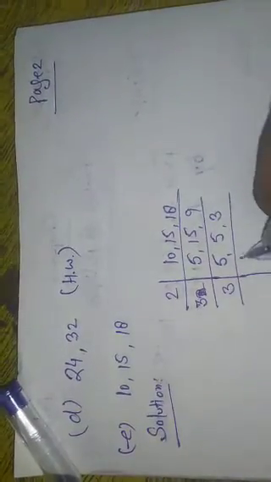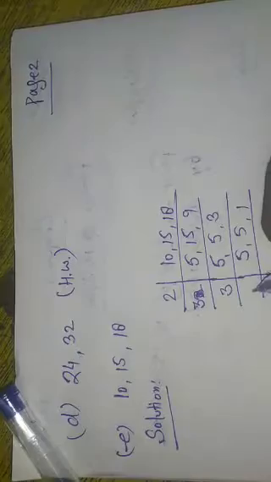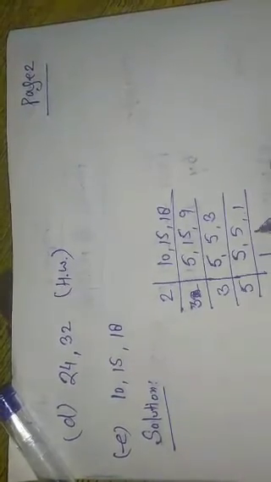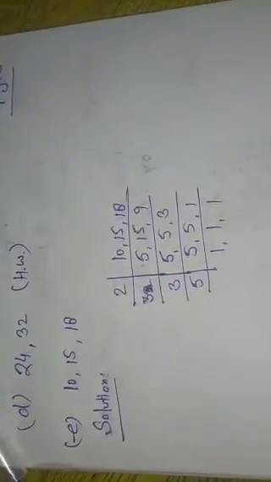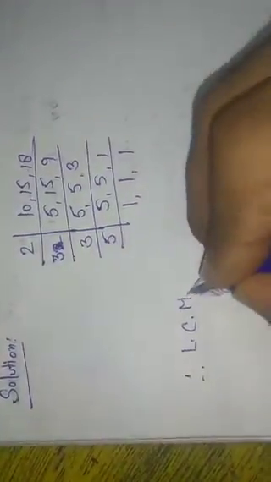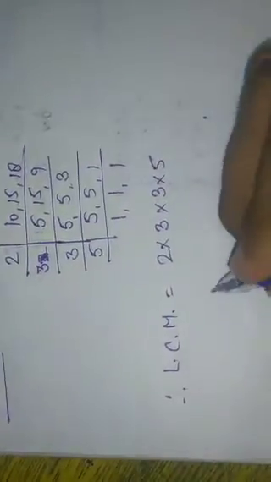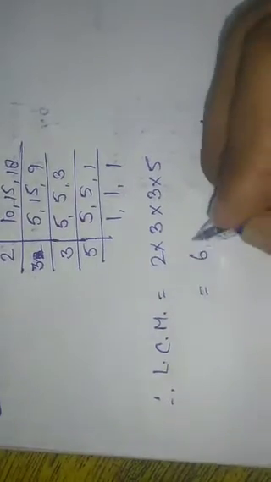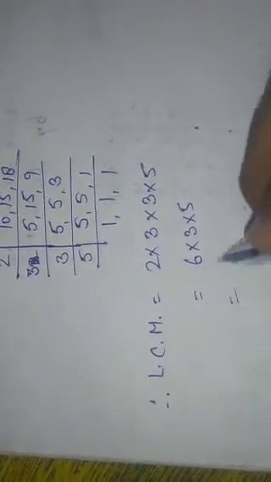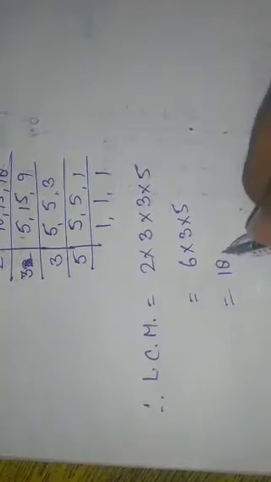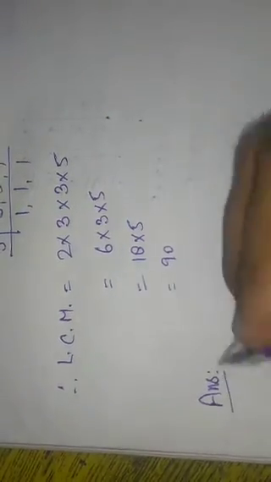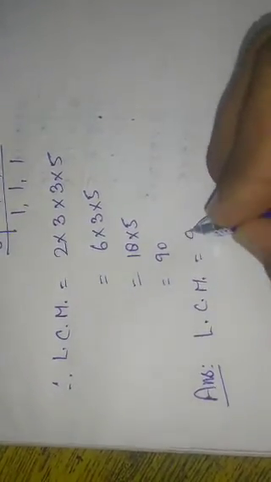Again 3, 5, 5, 1. Then 5 will be only divisible by 5, so 5 1s are 5, 5 1s are 5, and 1 1s are 1. Therefore LCM is equal to 2 into 3 into 3 into 5. So 2 3s are 6, 6 into 3 into 5, 6 3s are 18, 18 into 5, 18 5s are 90. So your answer, you will write the answer LCM is equal to 90.